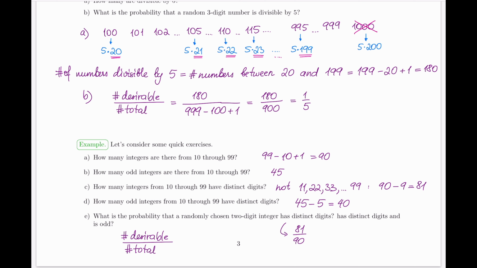So what about the next one? Has distinct digits and is odd. Again, my formula, the number of desirable divided by the number of total. The total is still going to be all of the possible two-digit integers, so still 90 of them. But now in my numerator, I have to have that they're distinct and odd, which is of course something that I've computed in part D. So on top here, I'm going to have 40.